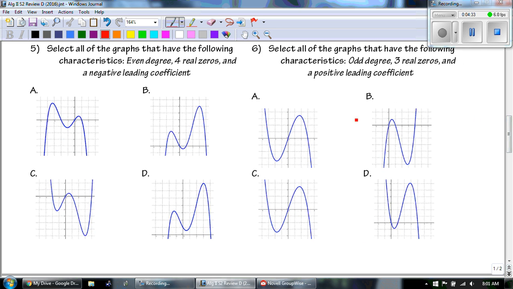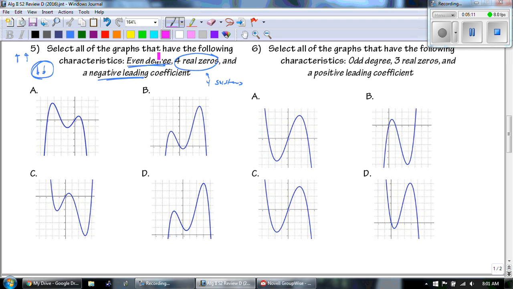All right, 5. Select all the graphs that have the following characteristics. Okay, first one, even degree. That means they're both going up or they're both going down. Okay, the end behaviors are the same. There are 4 real zeros, which means there's going to be 4 solutions, 4 zeros, and a negative leading coefficient, which means it's going down, okay?